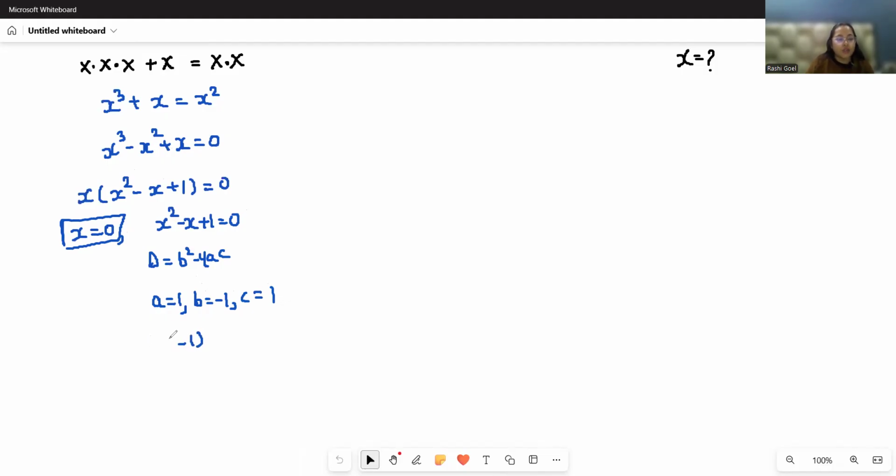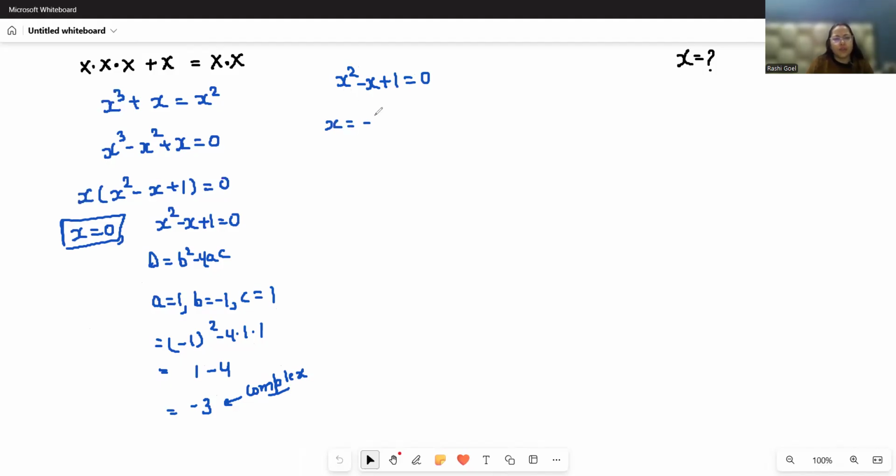So (minus 1) squared minus 4 times 1 times 1, so it becomes 1 minus 4, that is minus 3. So it's negative, that means complex roots. So let's find out the roots. So x squared minus x plus 1 equals 0.